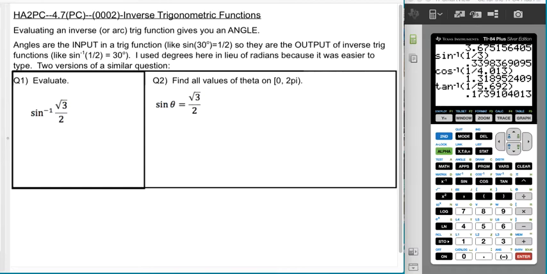All right, this is Honors Algebra 2 Pre-Calculus. We're doing 4.7 in Pre-Calculus. This is our second video in this section, and we're doing more with inverse trig functions.